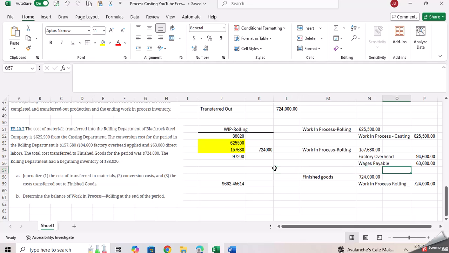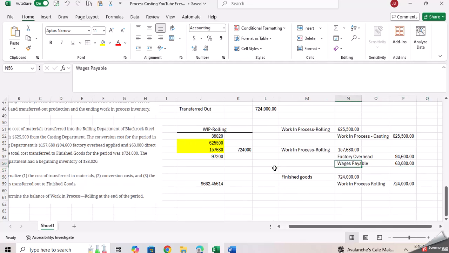So if I come over to our journal entries, we have the $625,500 coming in from the casting department. They tell us right over here the cost of the materials transferred into the rolling department from the casting department is that. So the journal entry would be to put it into work in process rolling and then take it out of work in process casting, because again, it's moving to the next level of production. Then we have our overhead costs that are coming in, and again, they give us those.